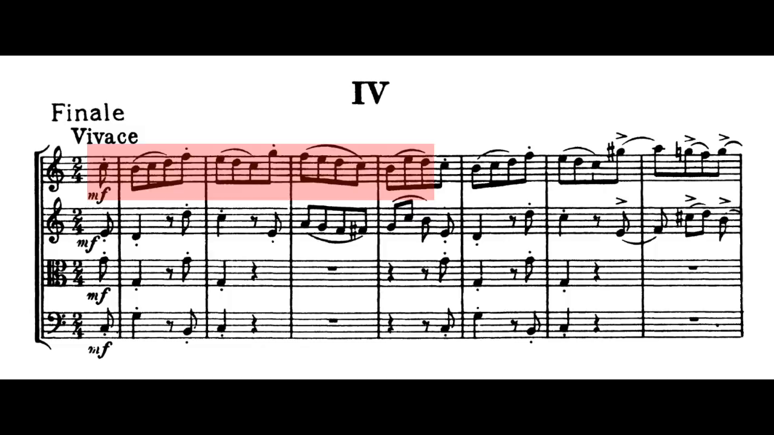Now listen to this opening theme, which, like its later variants, begins with this 4-note motif.